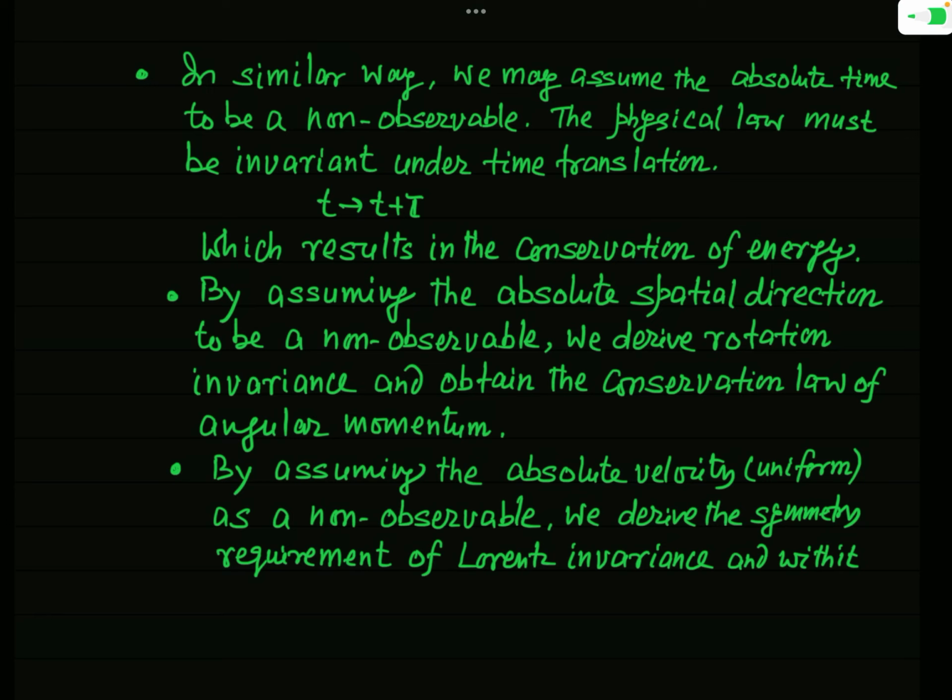You have seen in the first example that position is a non-observable, that is, the absolute position cannot be measured, and so it is called a non-observable. Associated with that non-observable, the symmetry was the translation of space, and that leads to the principle of conservation of linear momentum.